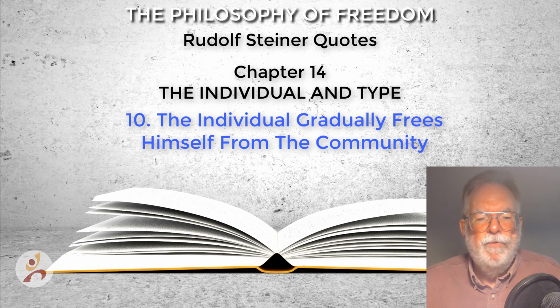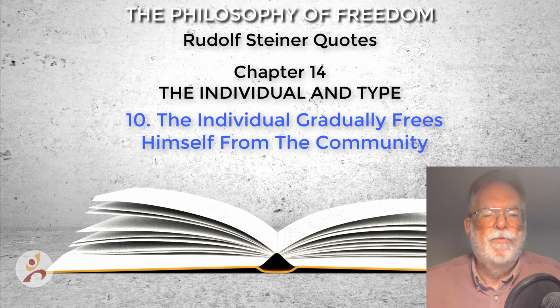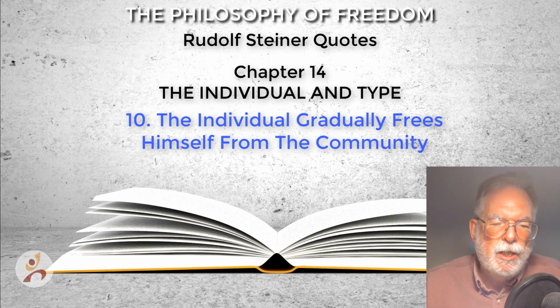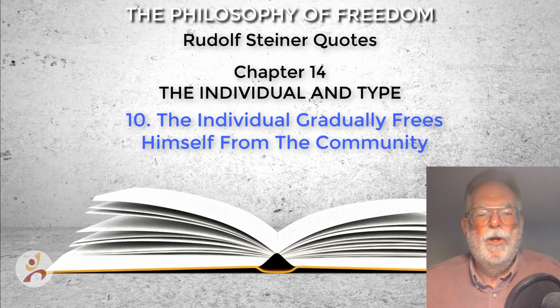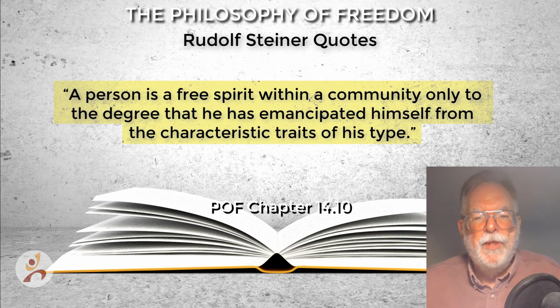10. The individual gradually frees himself from the community. An individual becomes a free spirit by gradually freeing himself from the stereotypical thought and conformist behavior of the community. A person is a free spirit within a community only to the degree that he has emancipated himself from the characteristic traits of his type.